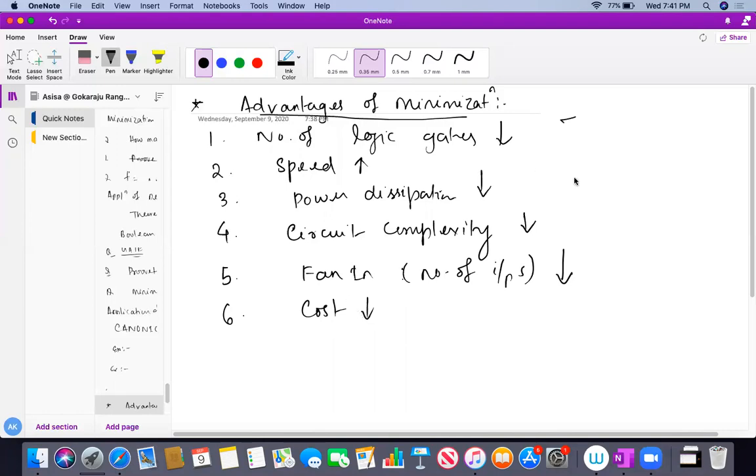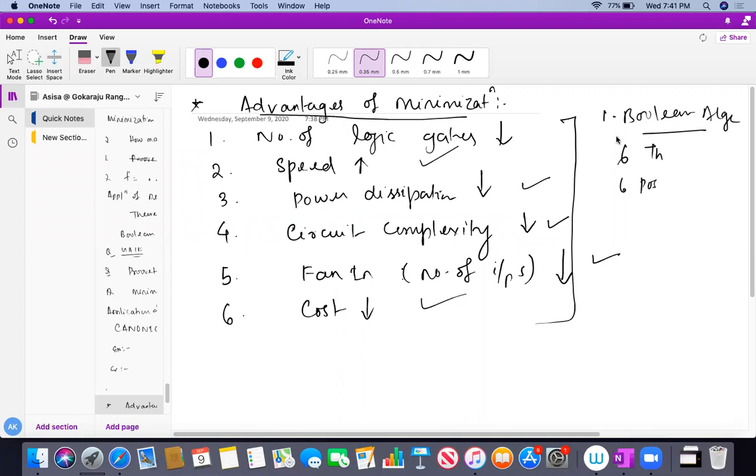So these are the main advantages of minimization. The number of logic gates decreases, speed increases, power dissipation decreases, circuit complexity decreases, fan in decreases, and cost decreases. Do you all understand? There are different ways to minimize, and the first way we have seen is to apply Boolean algebra. From the algebra we have studied theorems and postulates, and we can apply them to reduce the number of logic gates, which in turn increases the speed, reduces power dissipation, complexity, fan in, and cost. So this is the first part.